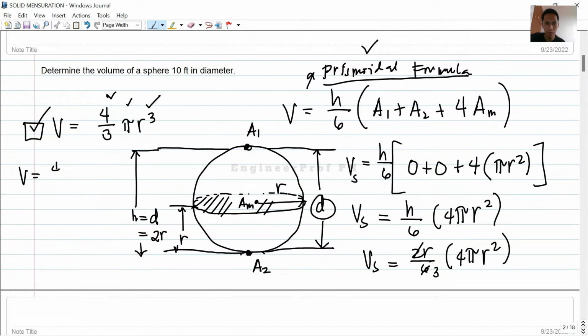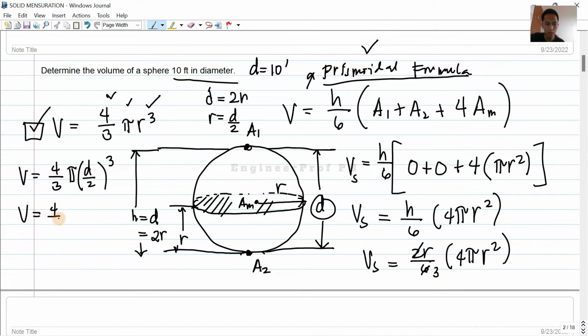So, volume equals 4/3 pi r cubed. Yung r natin is just equal to d over 2, since we have here diameter is just equal to 2r. So, therefore, r is just equal to d over 2, since diameter yung given natin. So, diameter here is 10 feet. So here, r is d over 2, cubed. And you have here, volume equals 4/3 pi (d over 2) cubed.